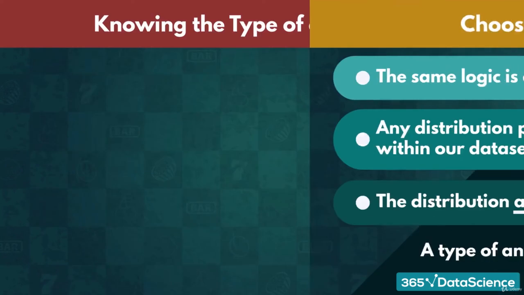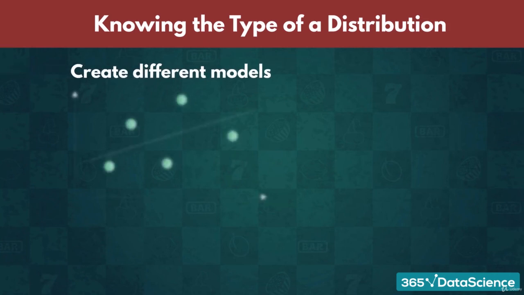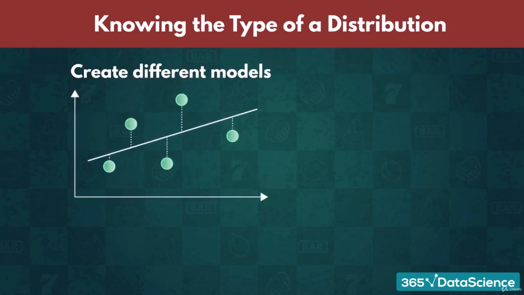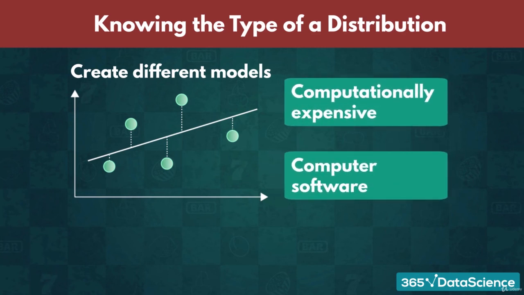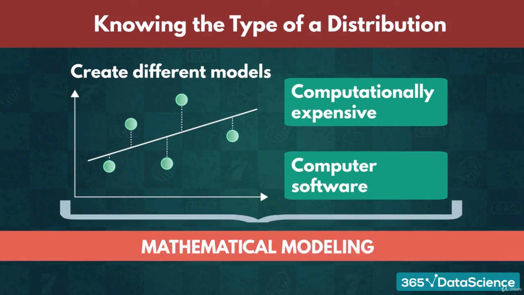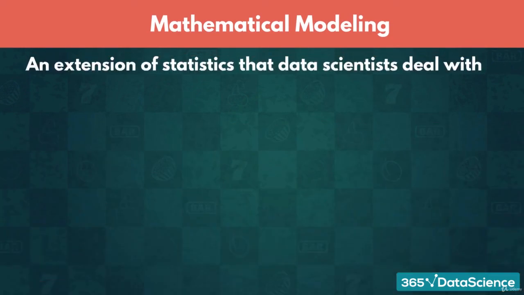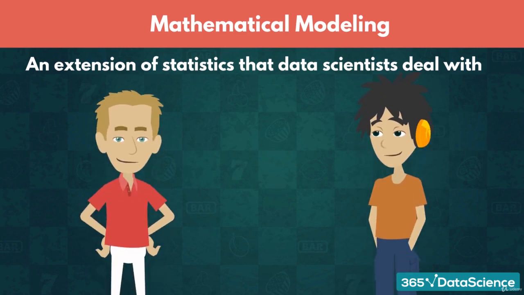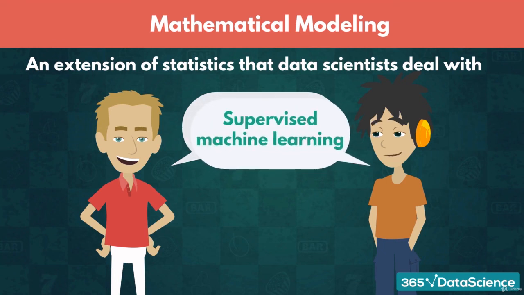Fantastic. After finding the distribution we are dealing with, we like to create different models, such as regressions. Since the mathematics behind regressions is complex and computationally expensive, we use computer software to find the appropriate values. We call this entire process mathematical modeling. It is essentially an extension of statistics that data scientists deal with. In fact, what statisticians and mathematicians call mathematical modeling is what data scientists often refer to as supervised machine learning.